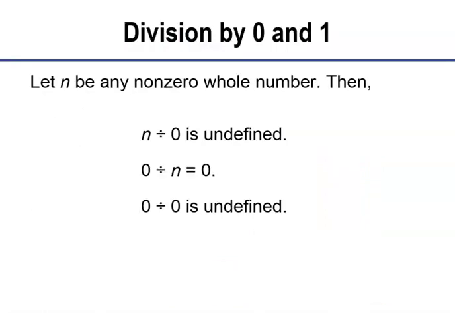Some important notes about division. How do we divide by 0 and 1? We know that we don't divide by 0, right? So we're going to let n be any non-zero whole number. Then n divided by 0 is undefined. 0 divided by n is equal to 0. And 0 divided by 0 is undefined.